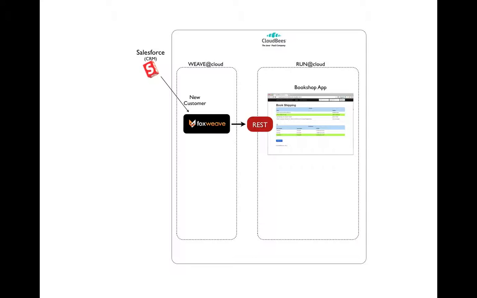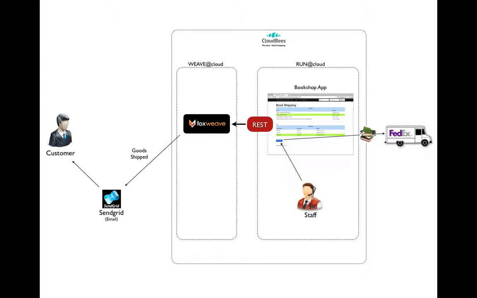So we need to set up an integration that listens for new leads being added into Salesforce, and that integration then will connect to the Bookshop app and call the new customer endpoint on the Bookshop app's interface. And on the other side, to publish the goods shipped events, the app uses webhooks to call back out to Weave Cloud. Weave Cloud then is going to send an email via SendGrid.